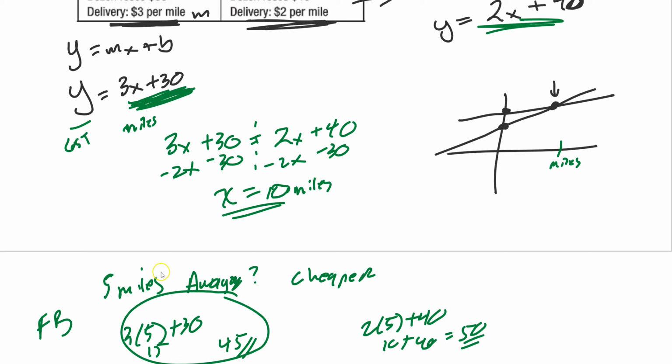You can also do this by looking at the graph, right? This was Full Bloom. This was Flowers R Us. So at 5 miles, Full Bloom's cheaper. Now, if I go more than 10 miles, which was our intersection right here, let's say I live 15 miles away, in that case, Flowers R Us is actually cheaper. So there's a quick way to check this by looking at the graph, and there's another way by just doing the math. Anyway, that's it.